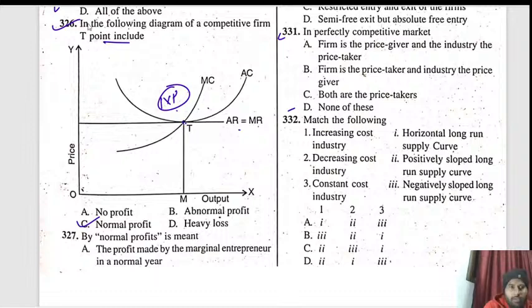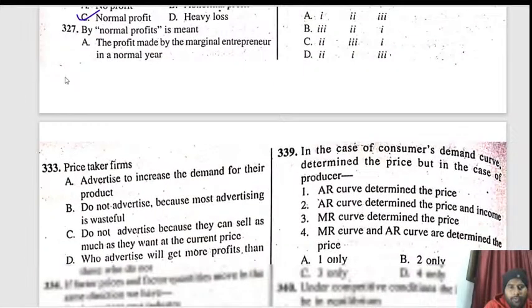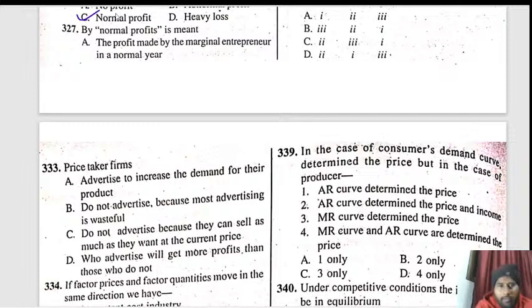Option C is correct. Moving ahead to question number 3 to 7. By normal profits, it meant the profit made by a marginal entrepreneur in a normal year. Yeah, this word marginal is very much linked with normal profit. So, profit made by a marginal entrepreneur in a normal year.